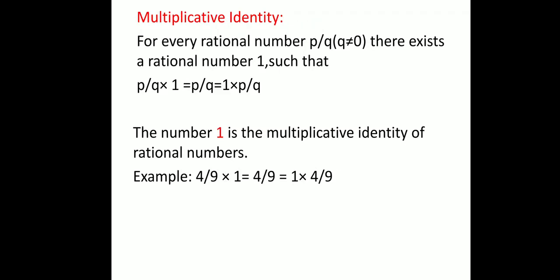Now, coming to multiplicative identity. As we have studied about additive identity and additive inverse, the same is the case with the multiplicative identity. As the name indicates, for a rational number p by q, q should not be equal to 0, there exists a rational number 1 such that if I multiply any rational number with 1, the answer should come out to be the same rational number. So, we can say that number 1 is the multiplicative identity of rational numbers. And let us take an example. If 4 by 9 is to be multiplied by 1, that will be equal to 4 by 9.